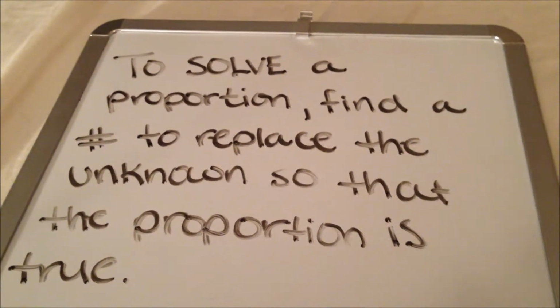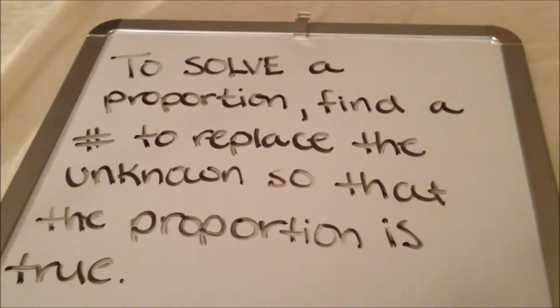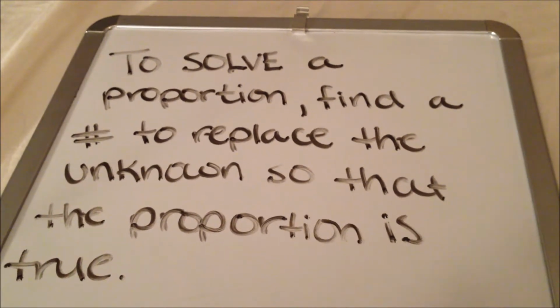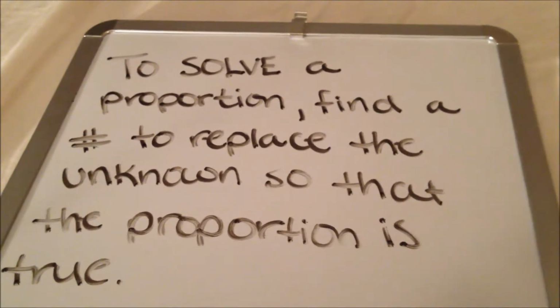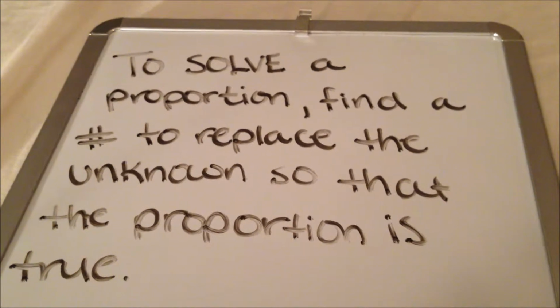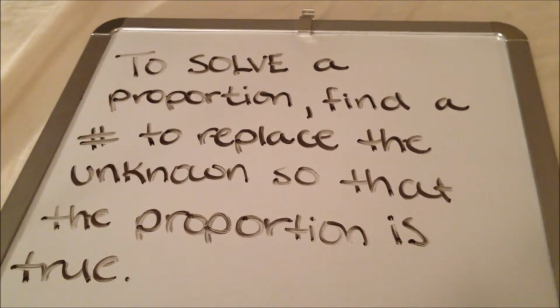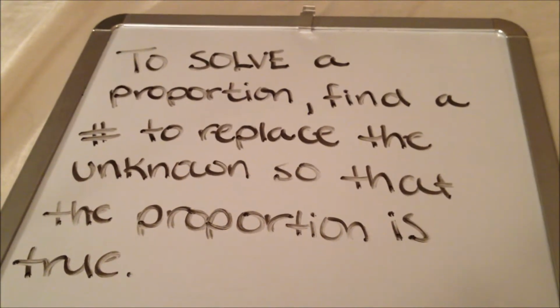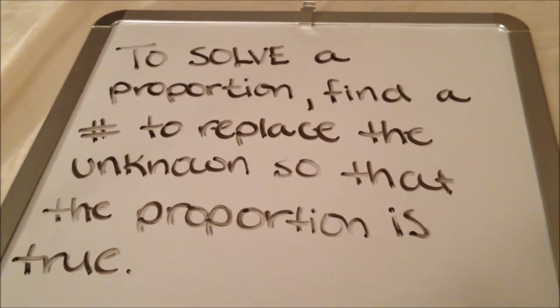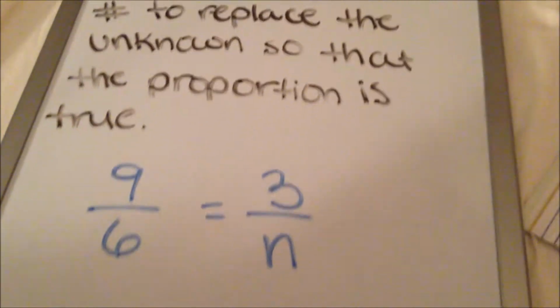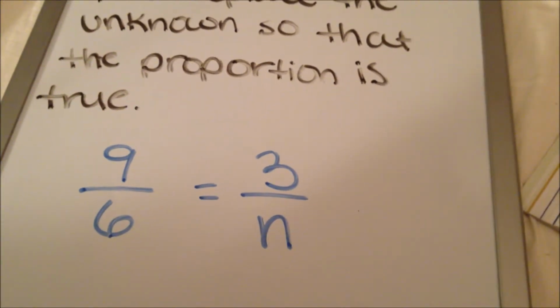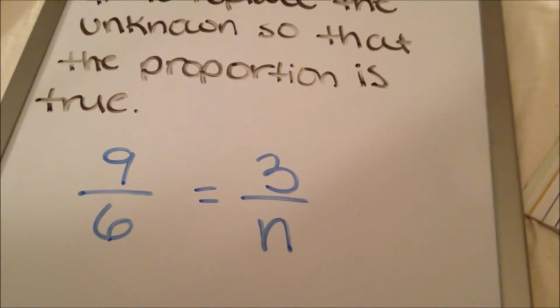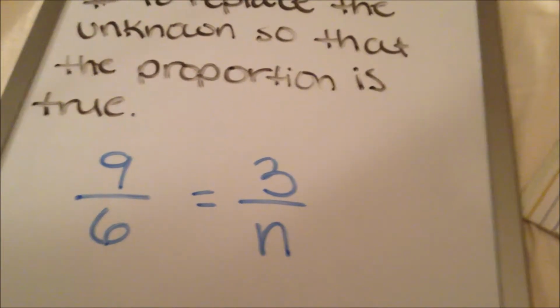Sometimes one of the numbers in a proportion is unknown. In a situation like that, you have to solve a proportion. In order to solve a proportion, you have to find a number to replace the unknown. The unknown is also known as a variable. It will be some letter from the alphabet, so that the proportion is true. Here's an example. 9/6 equals 3/n. See if you can determine the value of n mentally.